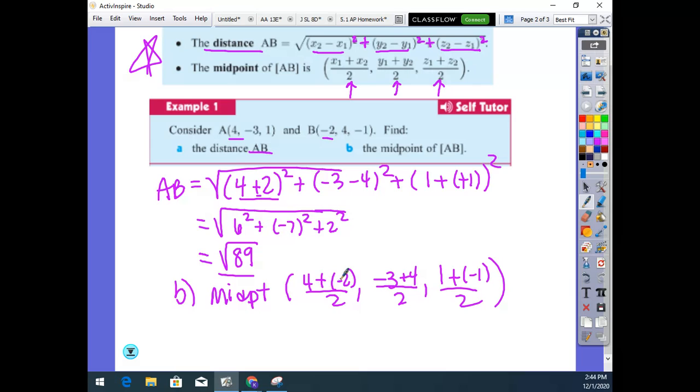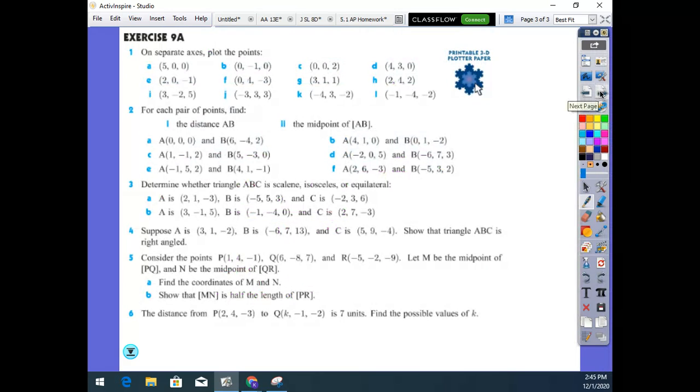So 4 plus negative 2 is 2, divided by 2 is 1. Negative 3 plus 4 is 1, over 2 is 1/2. 1 plus negative 1 is 0, and 0 divided by anything is 0. So this is just extending your Pythagorean theorem and your midpoint formula, your distance formula, into space with 3 dimensions versus 2. I will say that plotting the points, I'm pretty sure that's not something you'll be tested over, but it's kind of a good idea just to practice it a little bit, and we'll practice this more on Thursday.